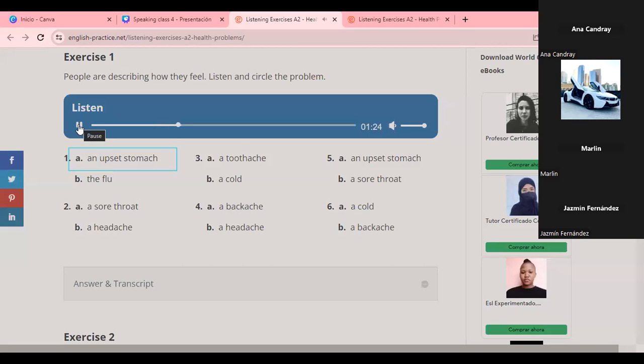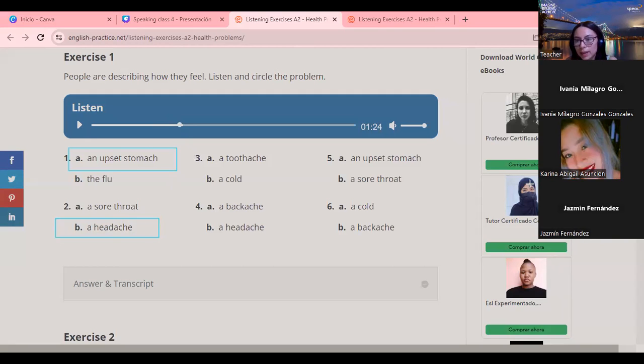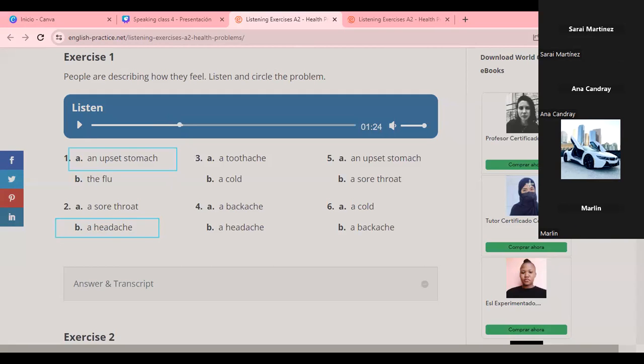So, number two, what do you think? A headache. Very good. A headache, right? Pain in the head. Now, number three is for, let's go with Gabriela. Number three, do we have Gabriela here? So let's go with Sarai. Sarai, number three is for you. So get ready, Sarai. Let's play it.